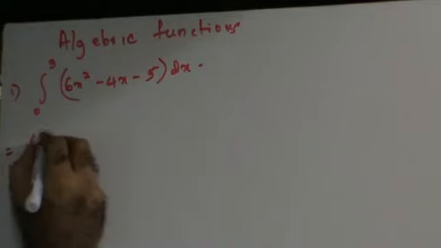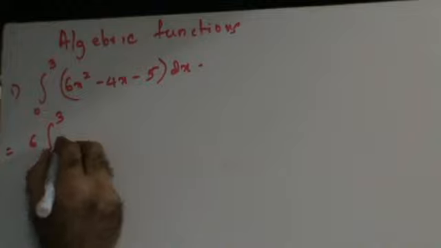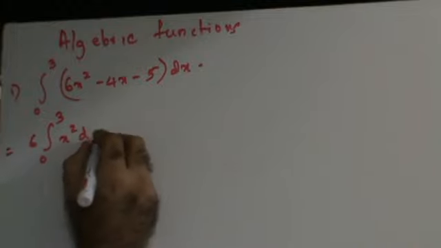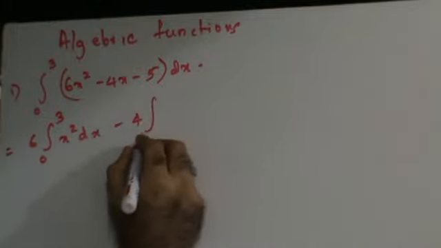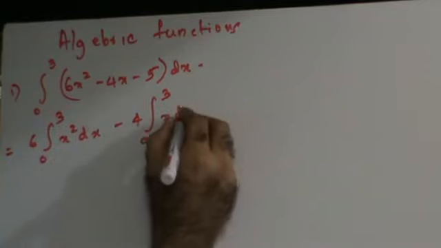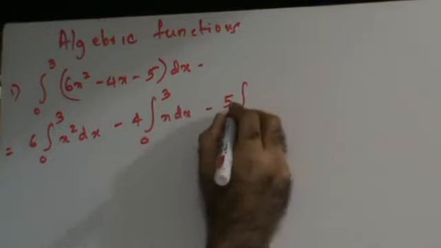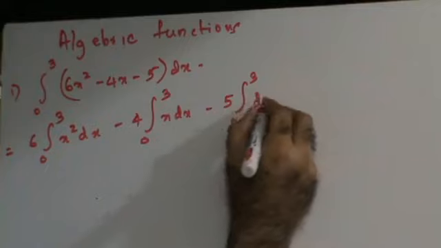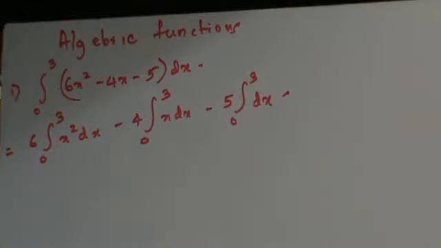This is going to be 6 integral of 0 to 3 x square dx minus 4 integral of 0 to 3 x dx minus 5 integral of 0 to 3 dx. What did I do? I opened the brackets, right? 6 integral of x square.